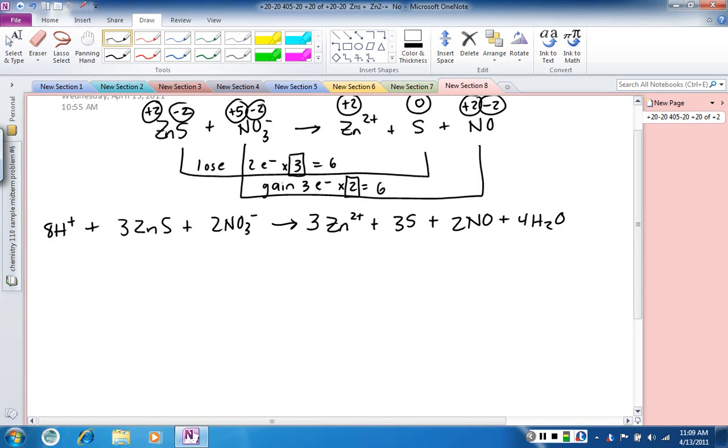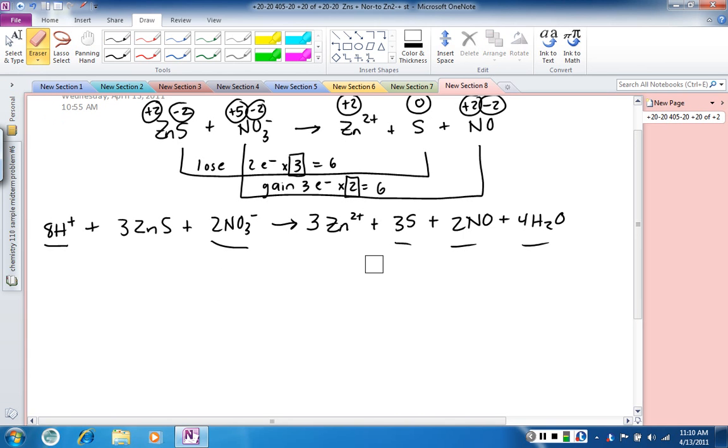The last step is to check your charges. We have 8 pluses over here plus 2 minuses, so we have 6 pluses coming from our reactants. Our products, we have 3 times plus 2 is plus 6, and the rest of those guys are neutral. So now we're balanced.